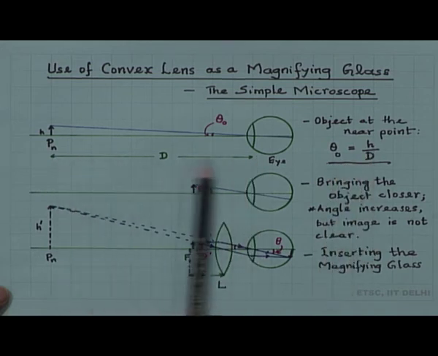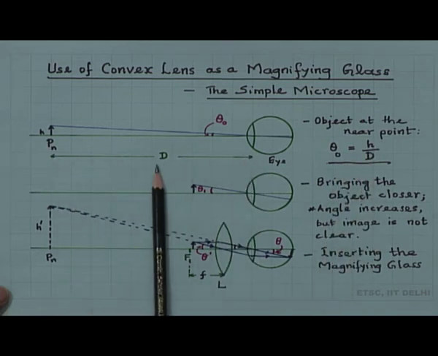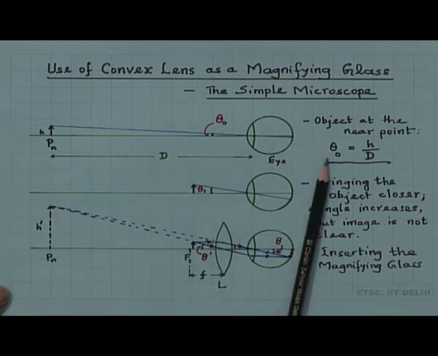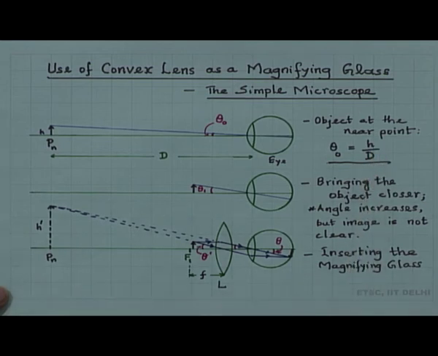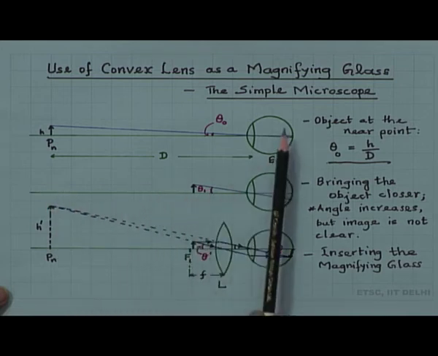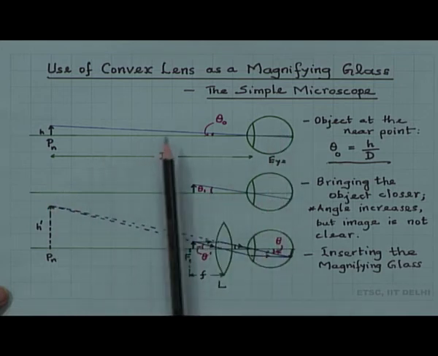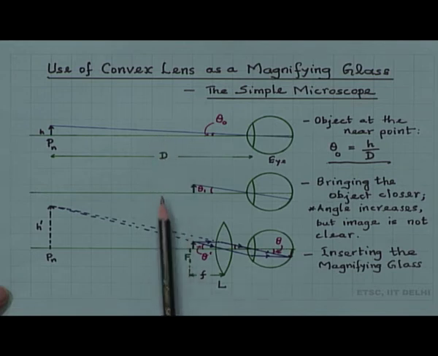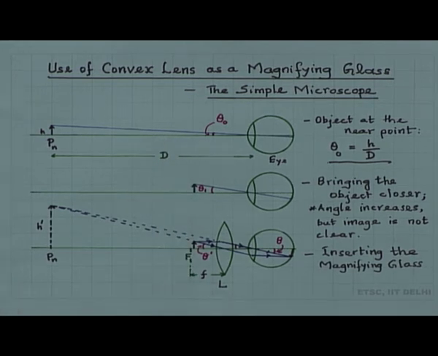D is the distance to the near point. As I mentioned, we normally take this as 25 centimeters, and the angle subtended theta 0 is h by d. H is the height of the object. If I bring the same object closer, to the same eye, so there are three figures here, figure 1, figure 2, figure 3. So, we can see them one by one.